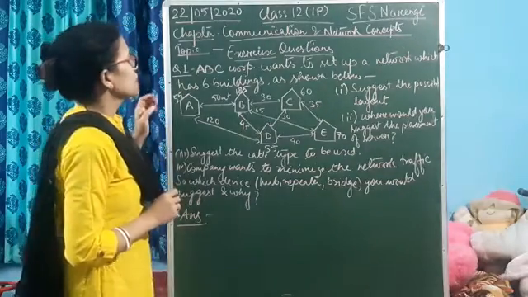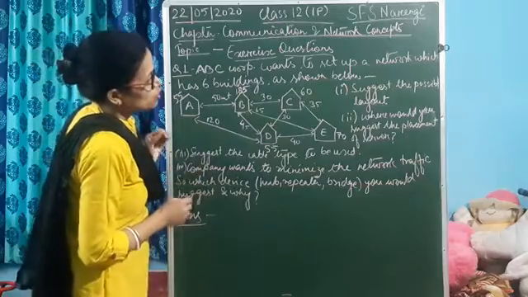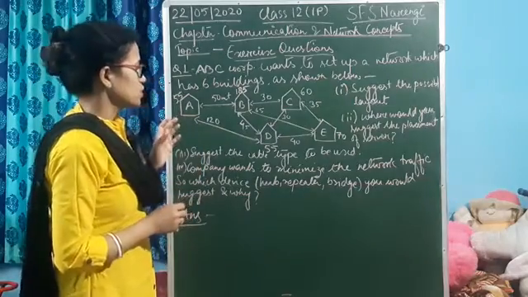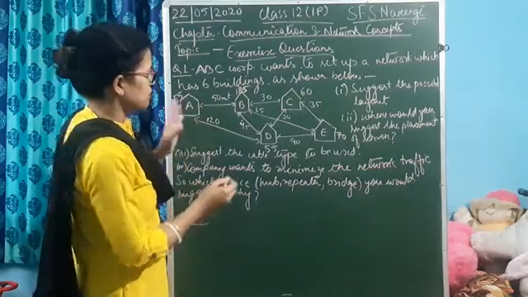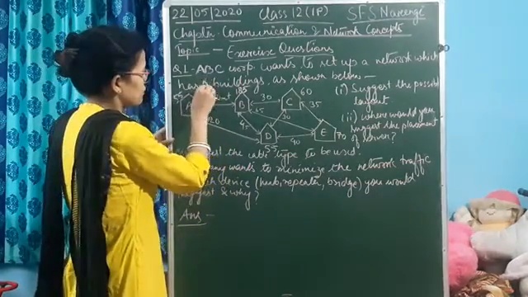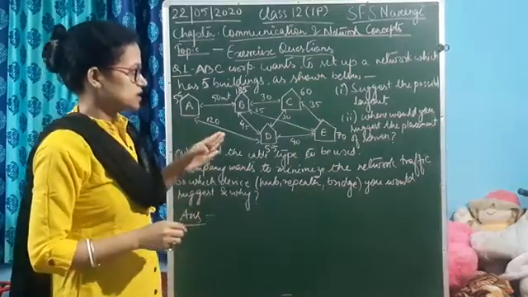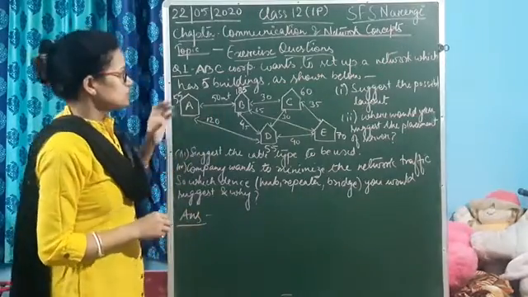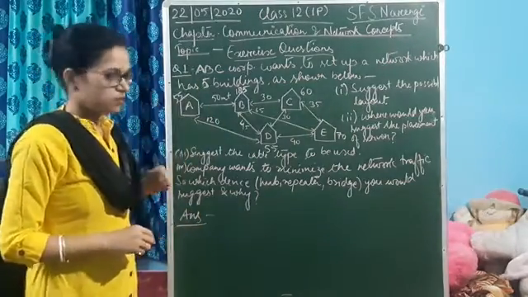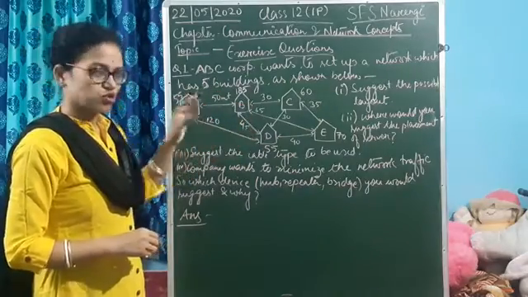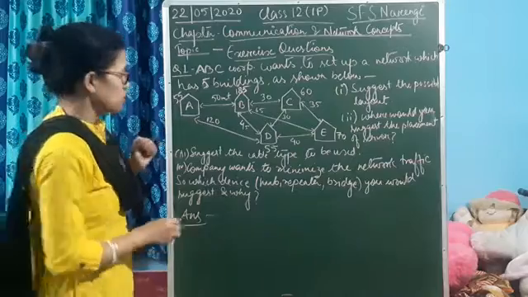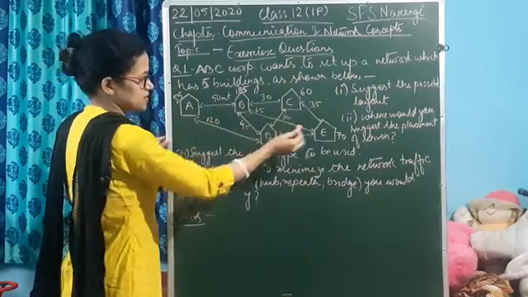The question is, ABC Corporation wants to set up a network which has 5 buildings A, B, C, D, and E, as shown below. Suppose there is a company which wants to set up a network with the 5 buildings A, B, C, D, E. These are the 5 buildings.